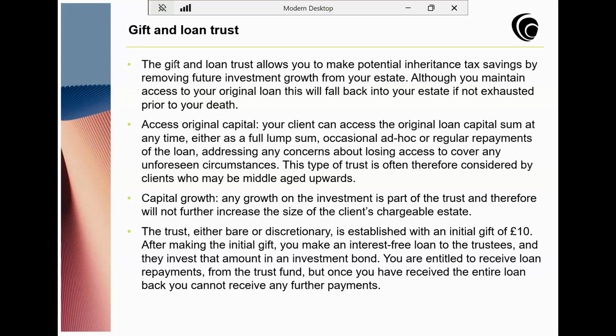Next screen, that you're on there, sorry, James. The gift and loan trust. So this is the next type of trust I want to explain. I consider it in a way, a bit of a halfway house, really.